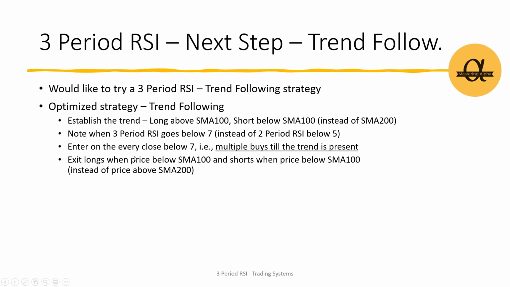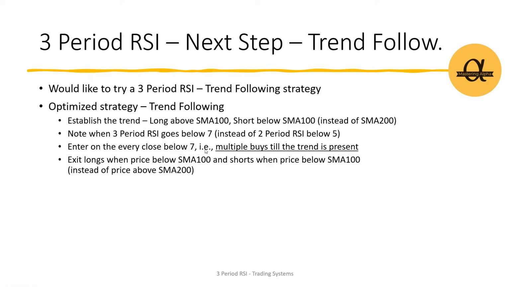And in here, a lot of things stay the same. Only the way I enter and the way I exit changes. So I'm still going to go long above SMA 100 and short below SMA 100. Okay. And as soon as RSI goes below 5, I'm going to enter. But I'm going to enter in a different way.